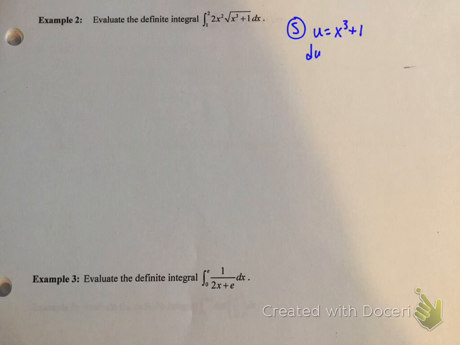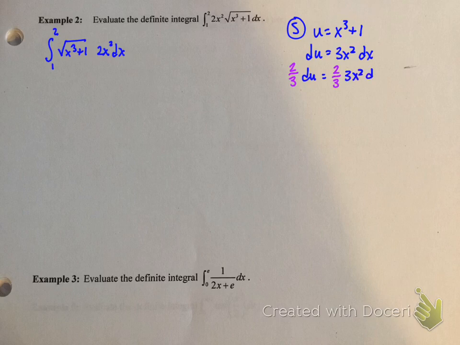So my second step for the substitution is take the derivative of that, which is 3x squared. And now I have to make sure that looks like my leftovers. Now, if I rewrite the original, it's 1 to 2, and I rewrite this as the square root of x cubed plus 1, and then we have 2x squared dx. Now, my du does not look like the 2x squared dx, so I want to make it look like it. What I'm going to do here is multiply both sides by 2/3. So I get 2/3 times 3x squared dx. The 3's will cancel each other out, and I'm left with 2/3 du equals 2x squared dx. And that checks out because that's my leftovers. So I'm good.